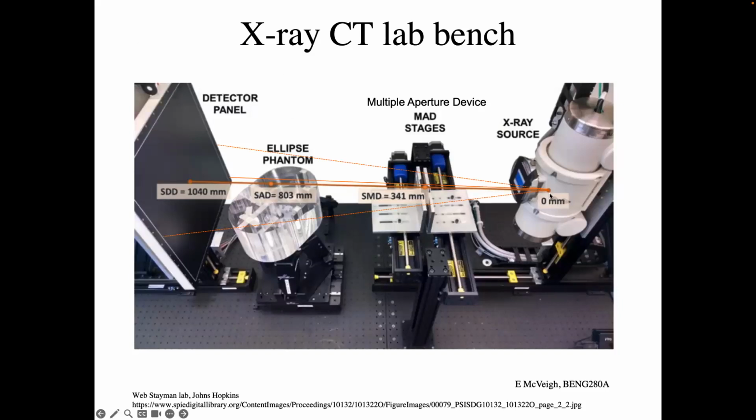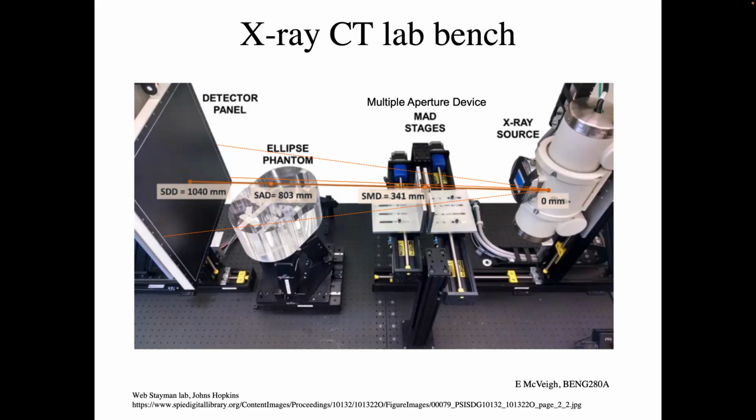Here's a benchtop system. This is a really upgraded version of what Hounsfield made. This is an X-ray tube that is probably from a mammogram system, so this is small. And then all of this gizmo is research by this person, a friend of mine at Hopkins. These aperture things he changes in order to filter the X-rays before they get to the object. And then here's the object.